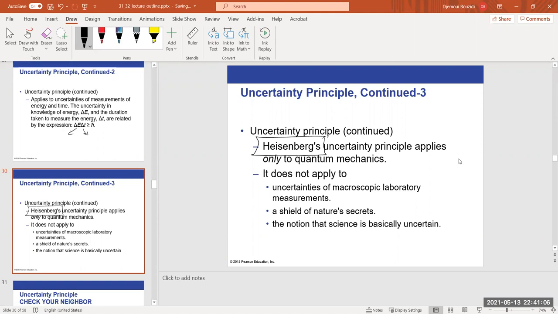The uncertainty principle applies only to quantum mechanics because quantum things are extremely small, where h-bar becomes a significant player. It does not apply to macroscopic laboratory measurements, like how fast a car is moving and where it is. This is the shield of nature's secret, the notion that science is basically uncertain. This led to Mr. Einstein's objection, because now we're dealing with probability, so we cannot really know something 100%.